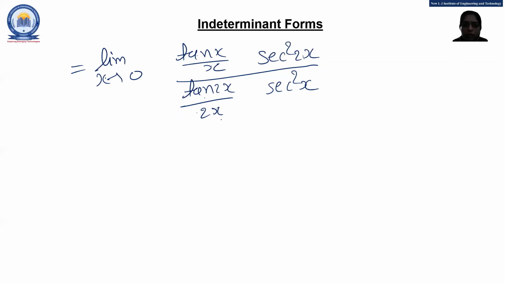Now I am going to apply the limit to all these terms. By applying limit x tends to 0, tan x upon x is 1. By applying limit x tends to 0, tan 2x upon 2x is also 1. Limit x tends to 0, sec square 2x is 1. And this is also 1. So my final answer is 1.